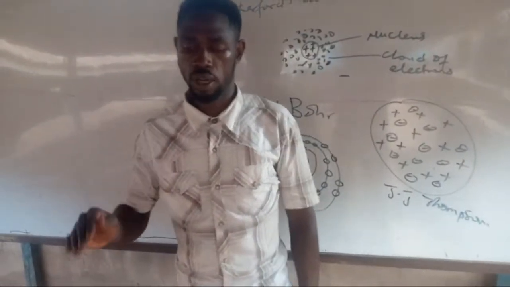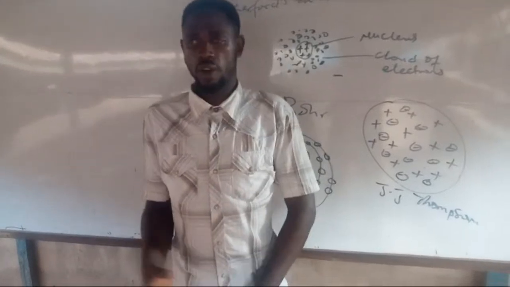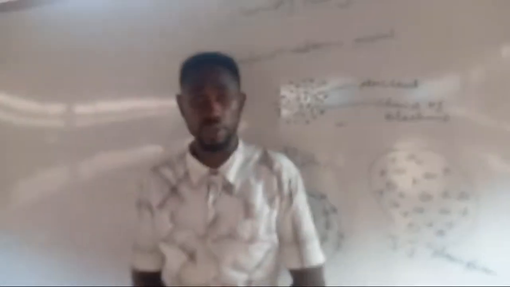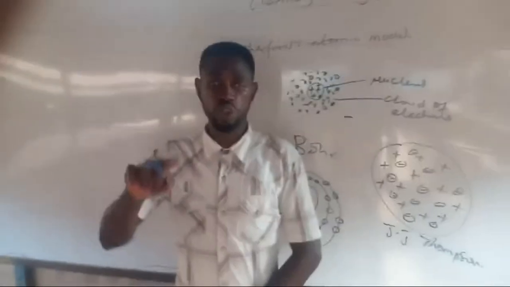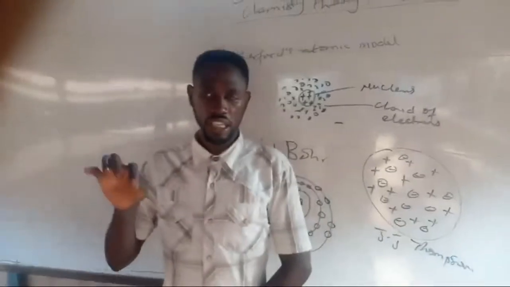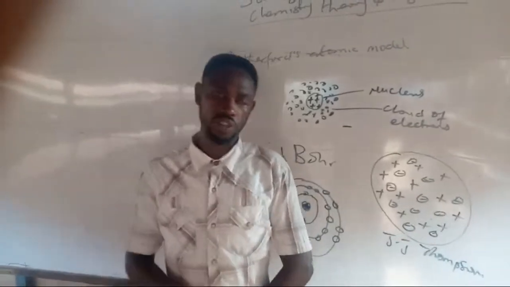And remember that in a neutral atom, the number of protons is also equal to the number of electrons. So you can confidently say that atomic number in a neutral atom is equal to the number of electrons. This will be correct, provided you put neutral atom. But if you don't put neutral atom, your definition is faulty.